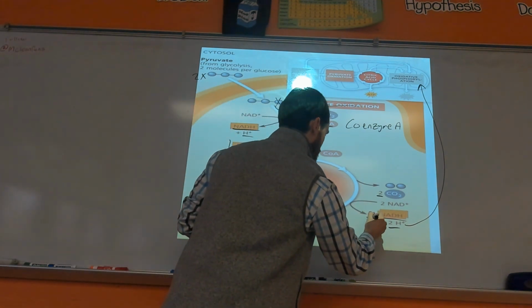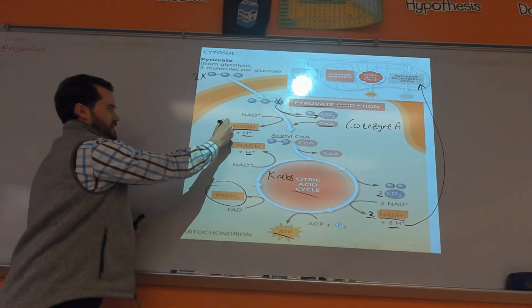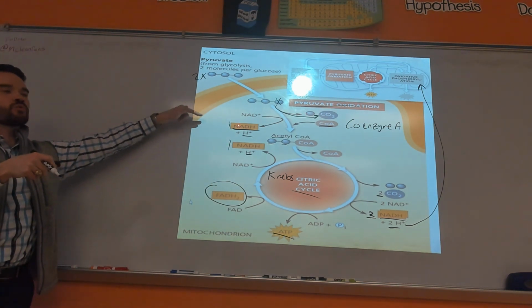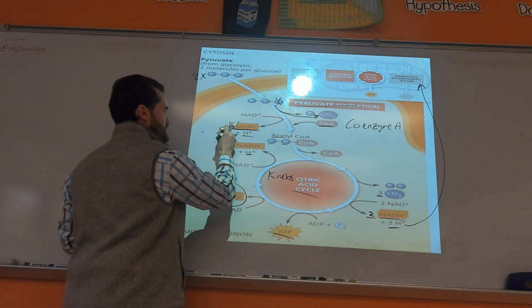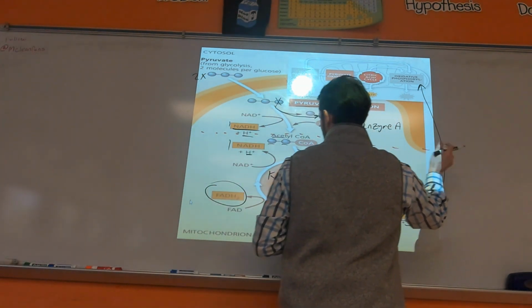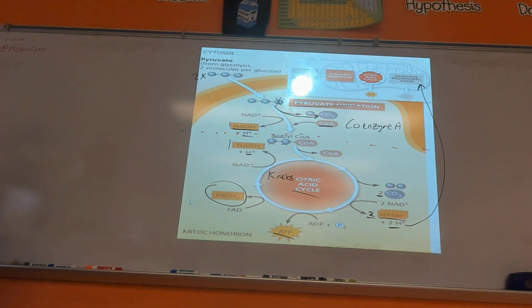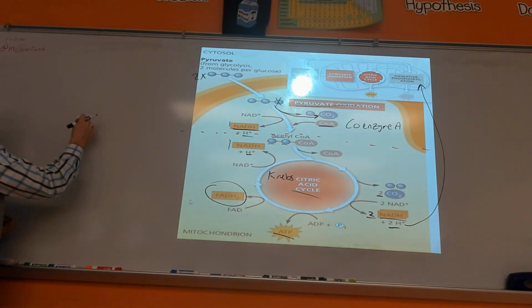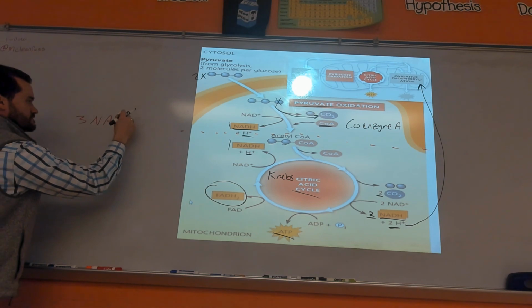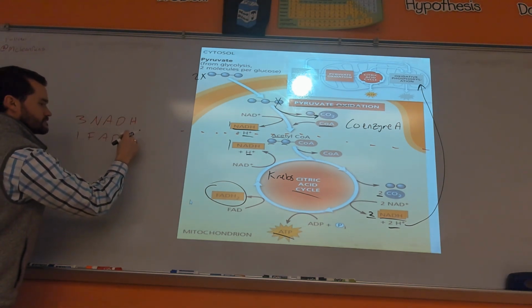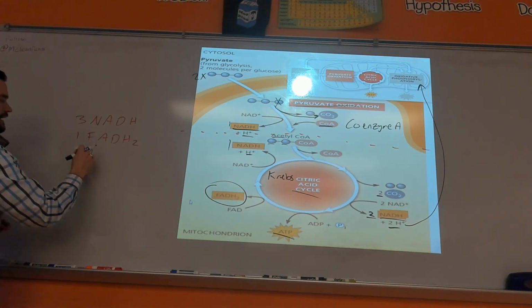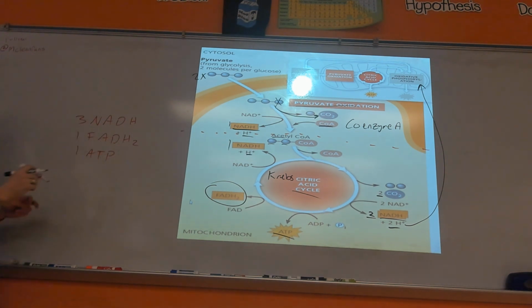So if you're keeping track, pyruvate oxidation, you make 1 NADH. Again, this is technically separate from the citric acid cycle. So in the citric acid cycle, you create 3 NADHs, 1 FADH2, and 1 ATP. But that is for each time you do the citric acid cycle.